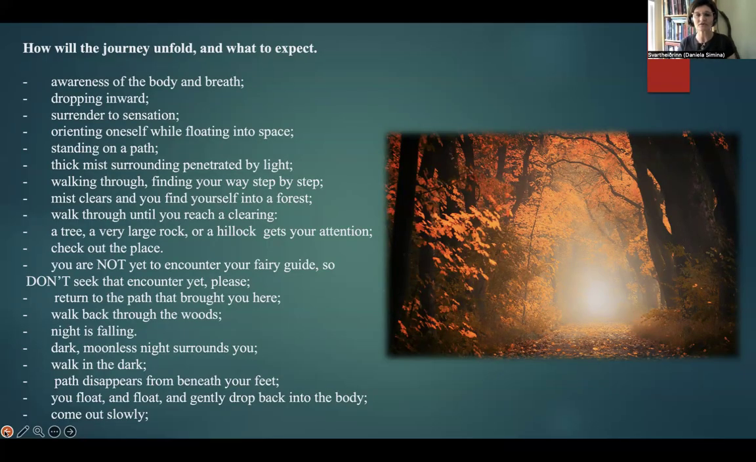You realize that you're standing on a path. Thick mist surrounds you. It is dense, white, silky, and pleasant to touch. And light penetrates through, making the mist sparkle like diamond dust. You're walking through the mist and find your way step by step.